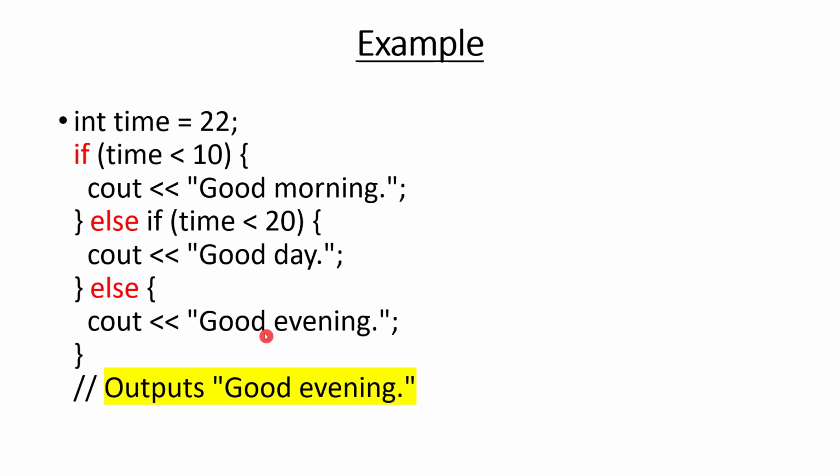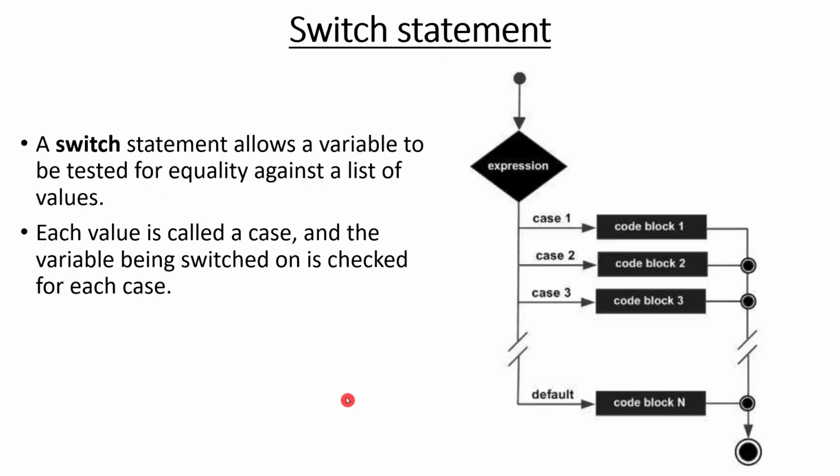Cout "Good evening". So this is the third condition, which is free from the internal condition. So directly cout "Good evening" will be rendered. So the output is good evening only. I think it's very clear.